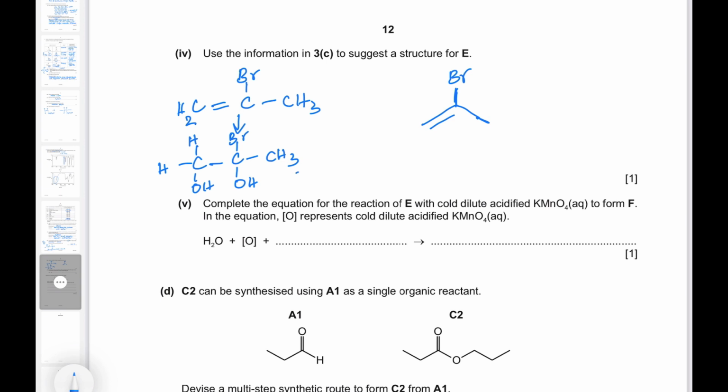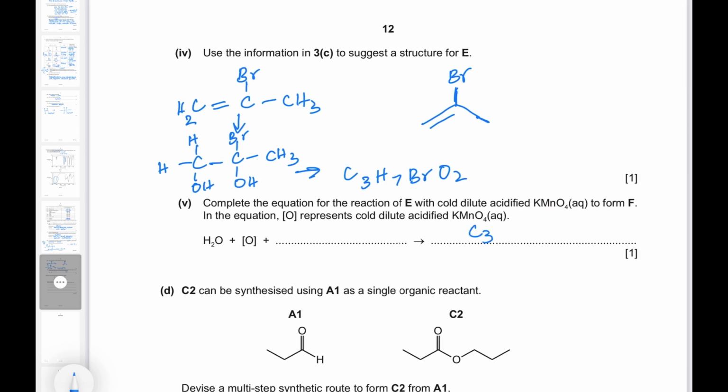So now you can deduce the molecular formula of F, which is C3H7BrO2. Alright, so you can write that down over here. And then you'd write the molecular formula of E, which is C3H5Br, and that completes your equation.